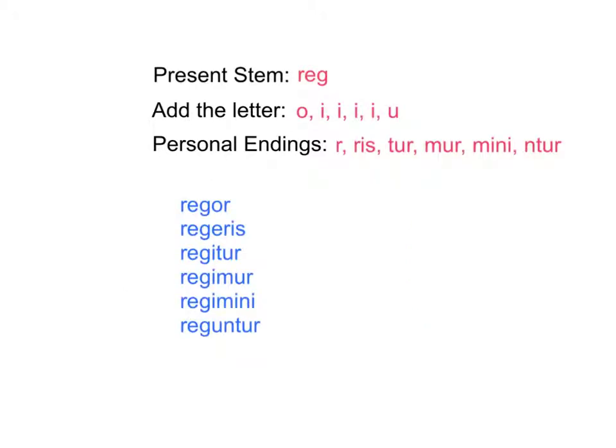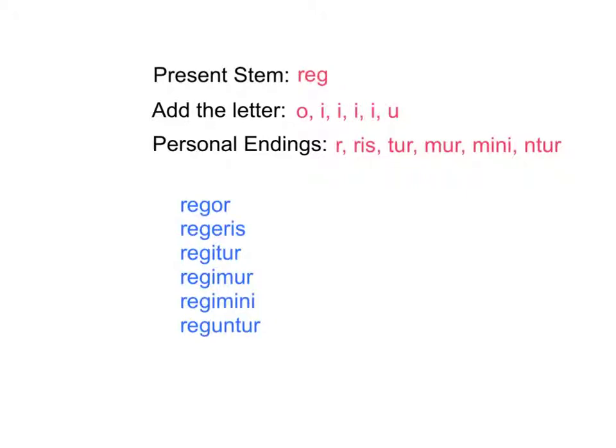So to bring everything together, we're going to take the present stem reg. Then we're going to add these letters: o for the first singular, i for the second and third singular and first and second plural, and then for the third plural, we'll have u. And then we'll finish it off with our personal endings, r, ris, tur, mur, mini, ntur. So you can see regor, regeris, regitur, regimur, regimini, reguntur.